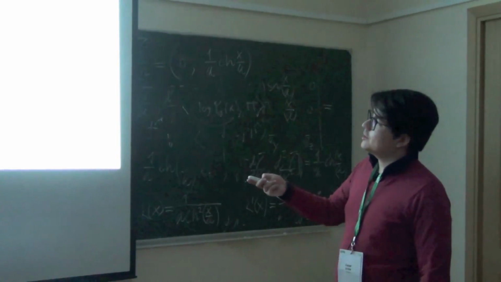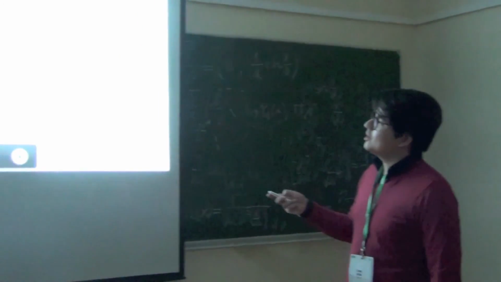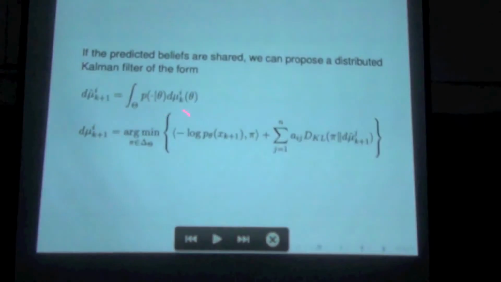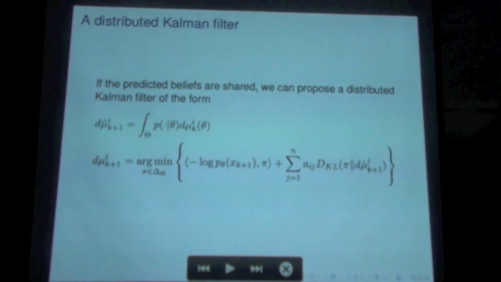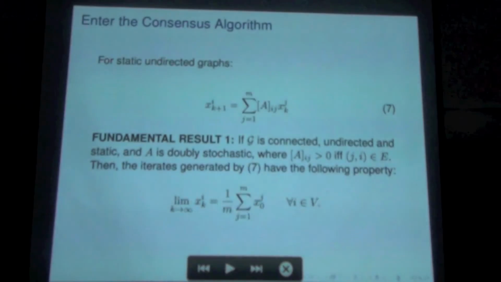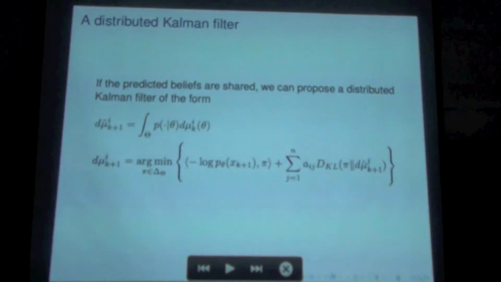Yeah, right. This is what I was telling you. So what's the obvious way to write a distributed Kalman filter? This is local prediction and then distributed update. And okay, that's it.